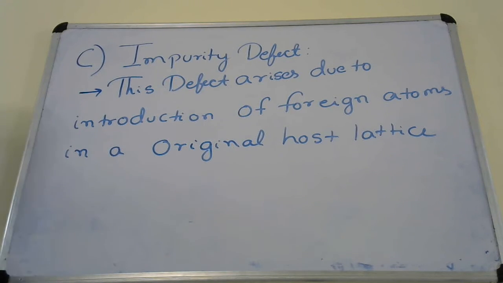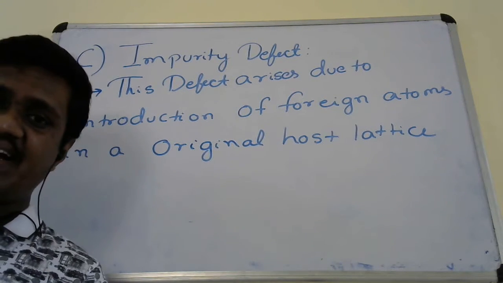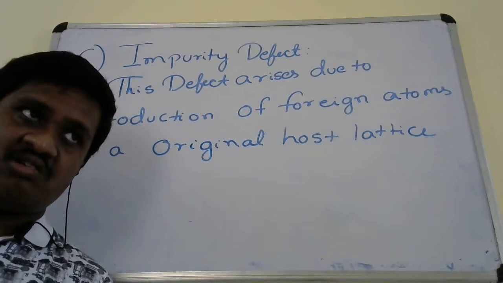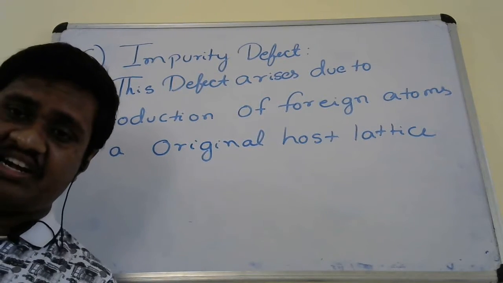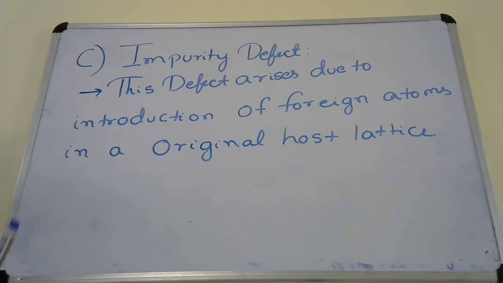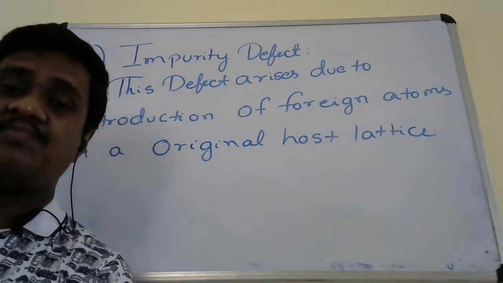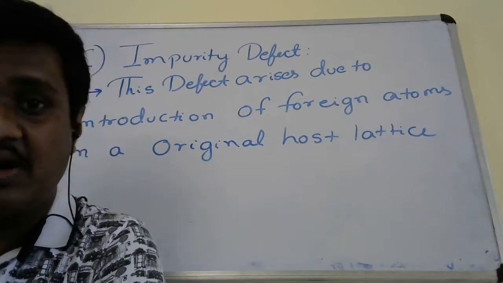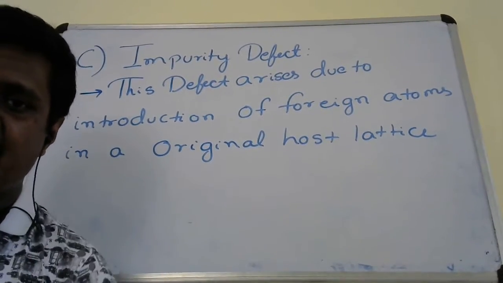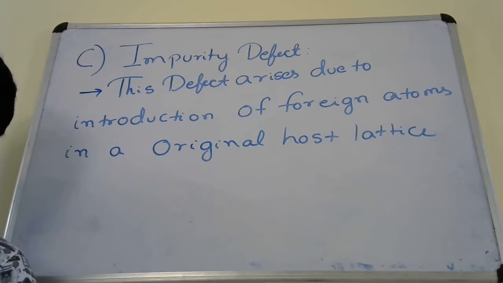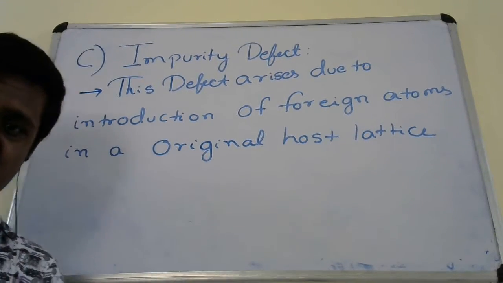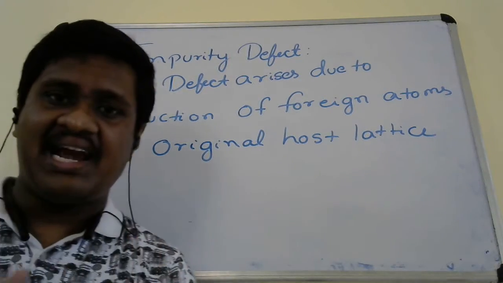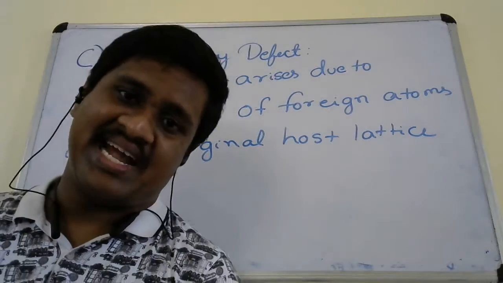Due to when we are putting an extra atom, an outside atom, an atom which is completely different from the original lattice, from outside, into the original lattice. That original lattice is called the host lattice.